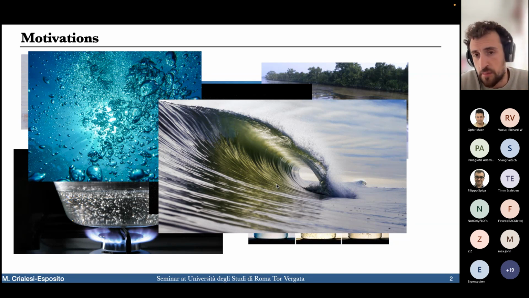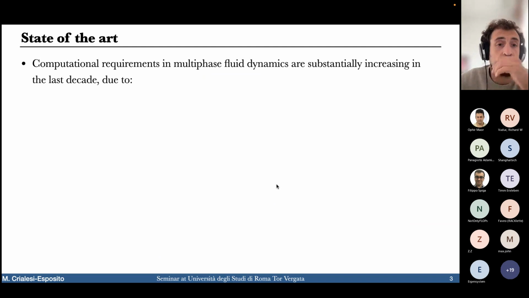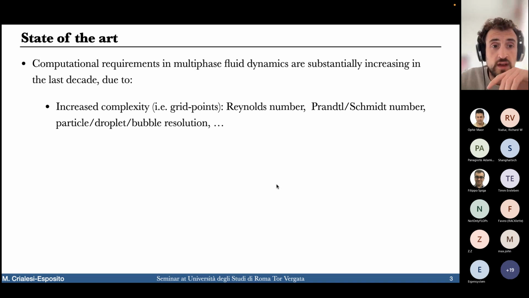In some of them we have heat transfer, in some of them we have turbulence, in some of them we have different phenomena which are interacting. Ultimately, these types of flows are very complex to study, and there is a need to use very complex codes to simulate them. So far, the state of the art paints a scenario where, in multiphase fluid dynamics, there is a substantial increase in complexity, and especially in computing requirements.